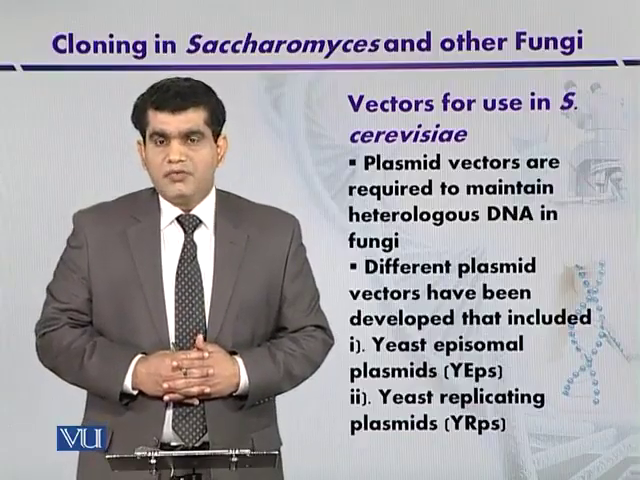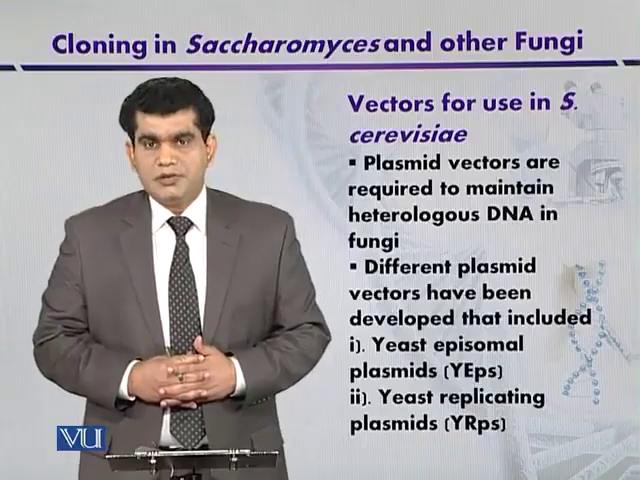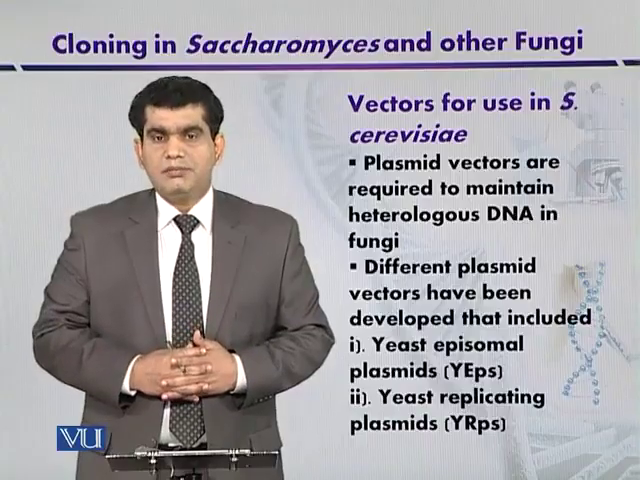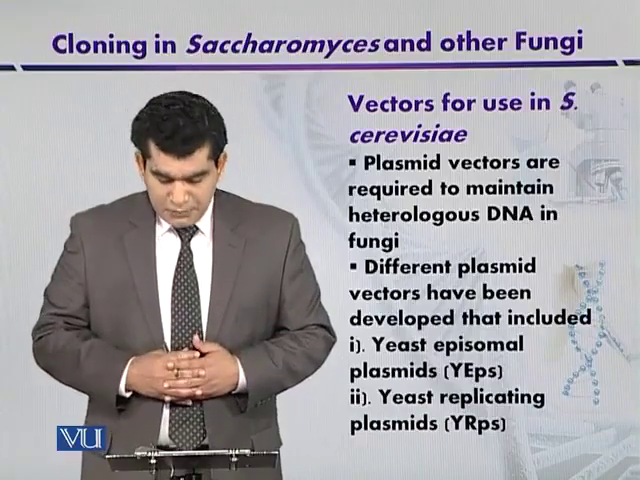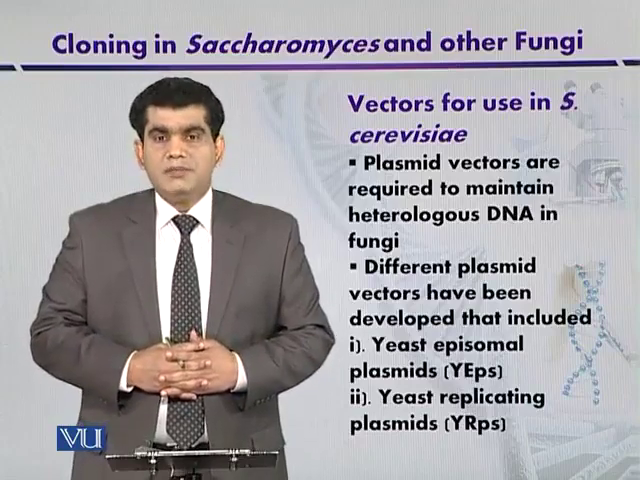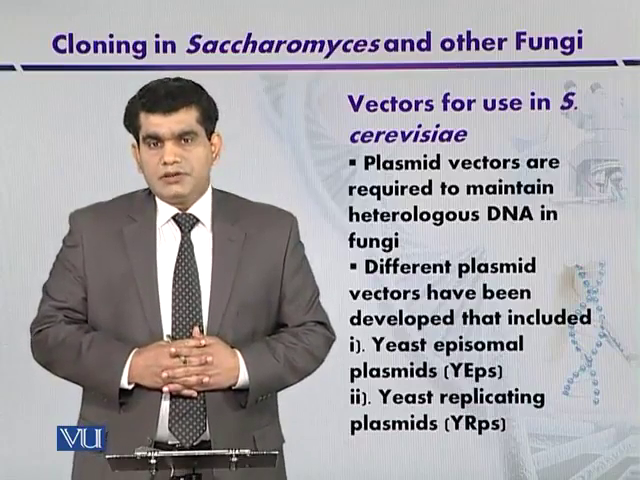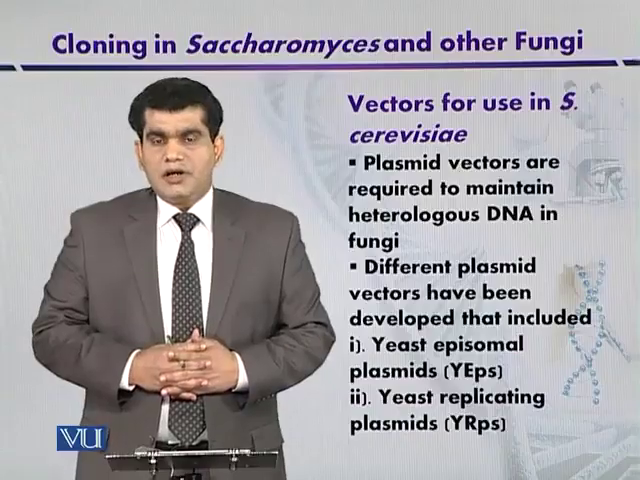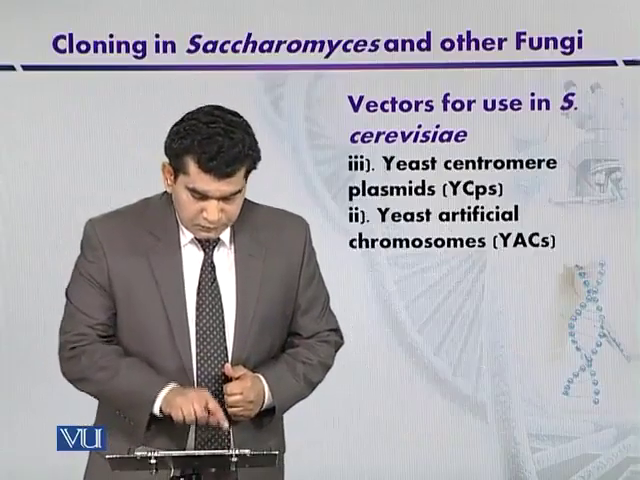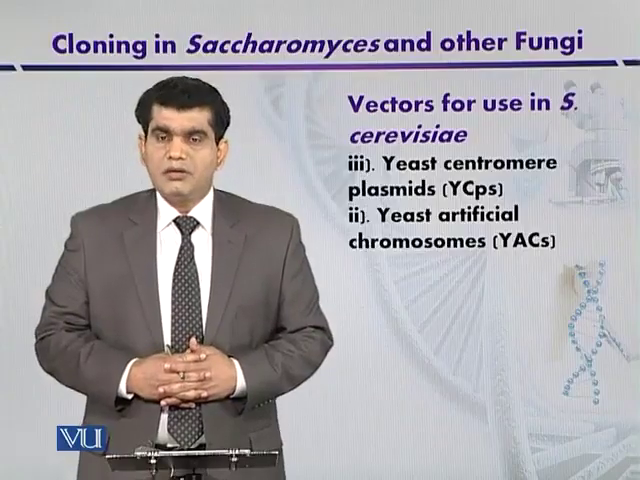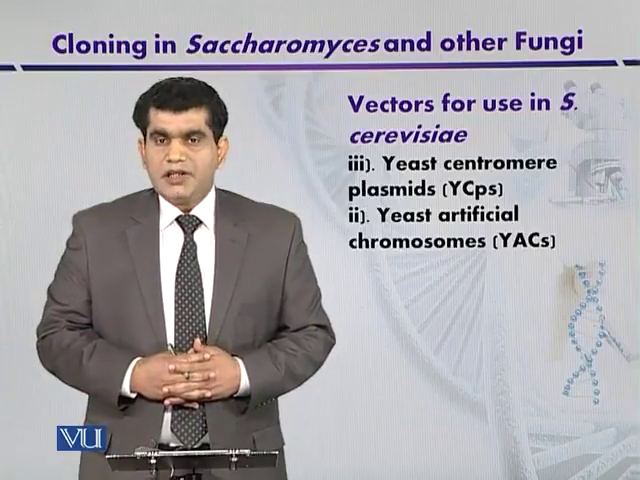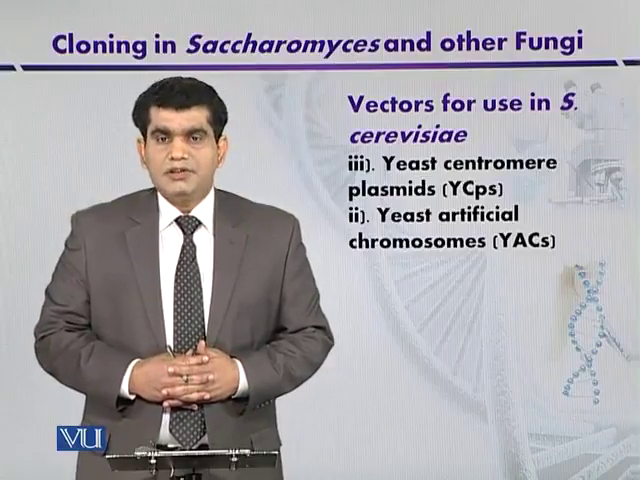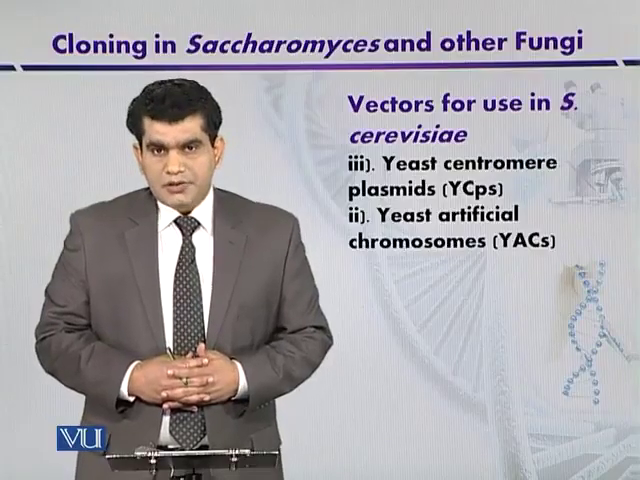transformants. And here a variety of plasmids are available for this purpose, but we can quote a few examples like yeast episomal plasmids. We can simply abbreviate them as YEPs. And in addition to that, yeast replicating plasmids or YRPs can also be used. But the most suitable one for cloning in yeast is the next type, that is YCPs, and it can be simply called yeast centromere plasmids.